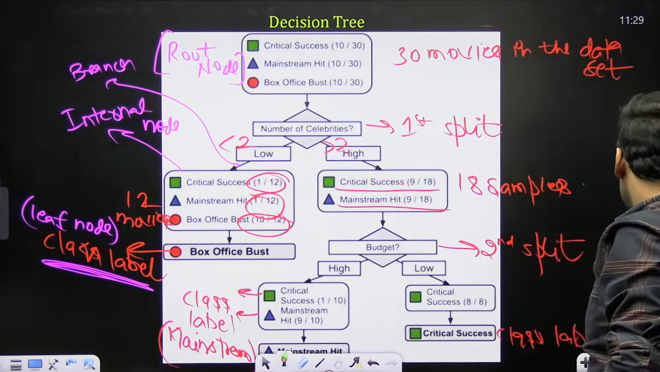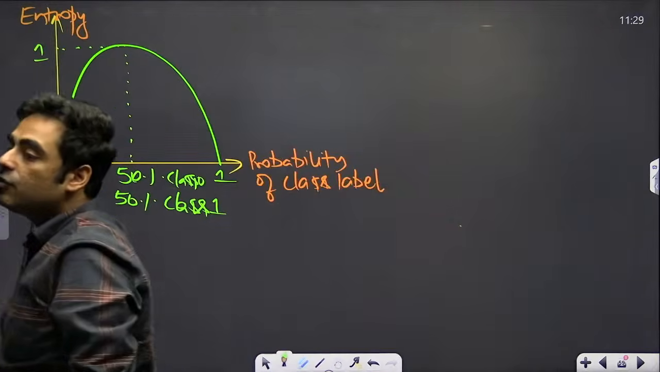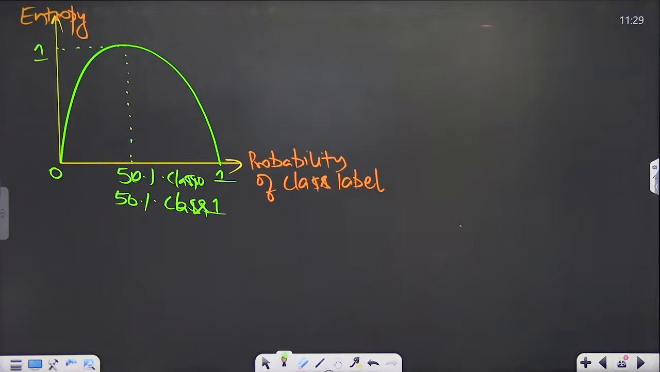So basically, what does entropy give us? An identification or determination of how homogenized or heterogenized the mixture, the data set, is. That is what the entropy signifies.